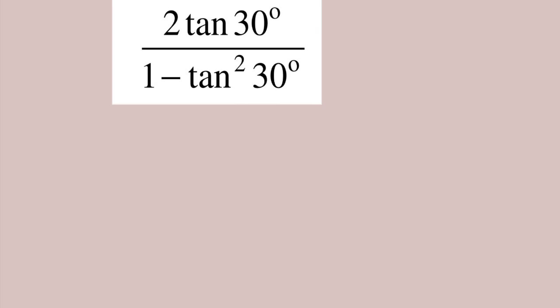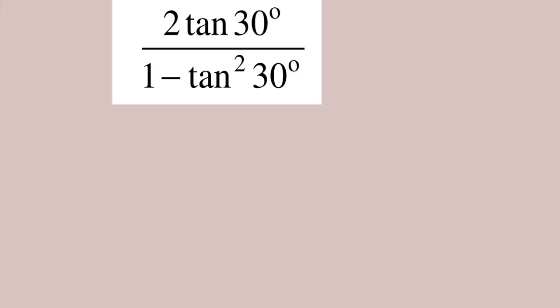Let us solve this problem using the trigonometric ratios of the specific angles. Here you see, to simplify this problem, 2 into tan 30 by 1 minus tan square 30.